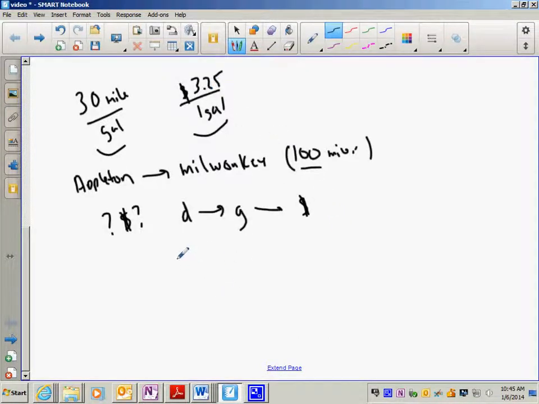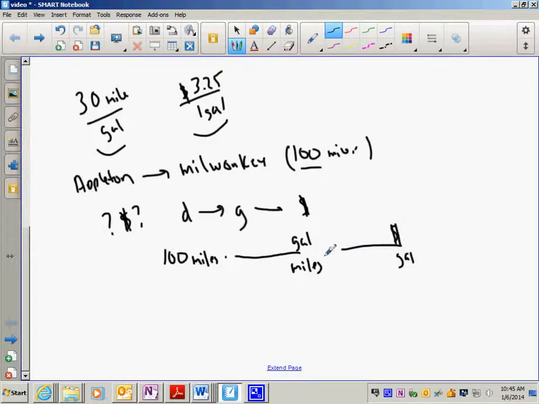All right, so we'll take our 100 miles, dot line, get rid of miles. This is the way I like to do it. Go to gallons, get rid of gallons. Now, if I stopped here, it would tell me the number of gallons that it requires to drive to Milwaukee. Get rid of gallons and go to dollars.